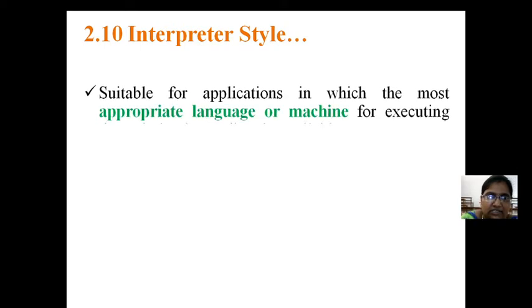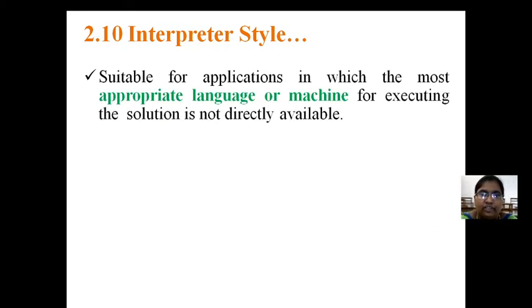See this here. It is suitable for applications in which the most appropriate language or machine for executing the solution is not directly available. Yes, we just said, we are in one form, the system is in another form. We can't communicate directly. Then we have to use the interpreter style.